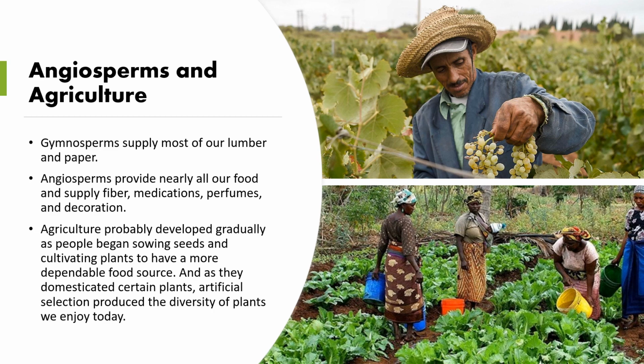Okay, and so agriculture developed kind of due to people trying to cultivate plants and have a dependable food source. Okay, and so lots of plants have been domesticated because we have picked the ones that we like the best. They taste the best, the sweetest, they're the biggest, those types of things. And so we have used artificial selection to produce the diversity of plants we have today. So we have made enormous varieties of apples and oranges and all different citrus and things like that through the process of human selection.